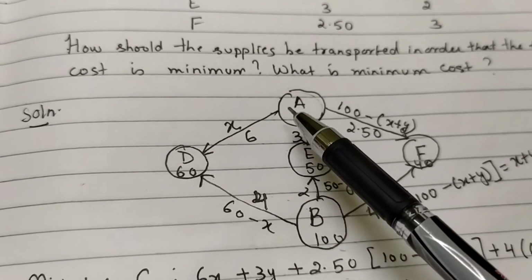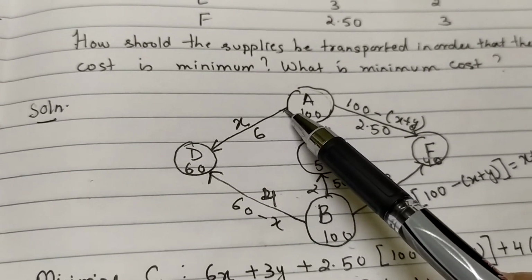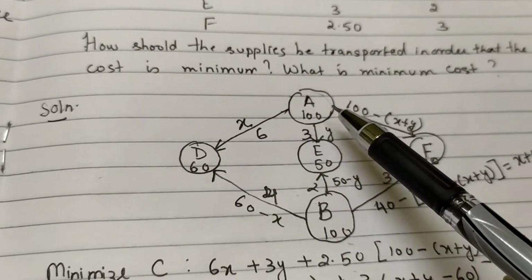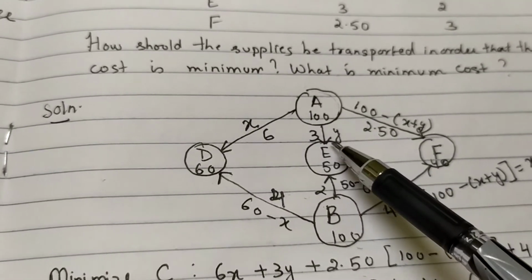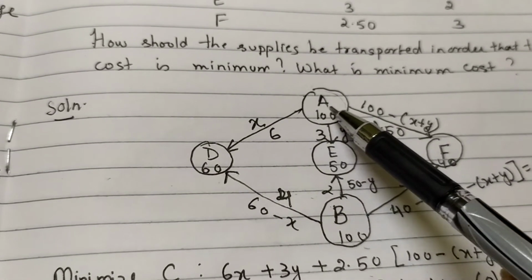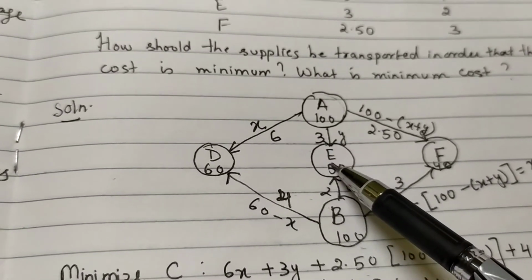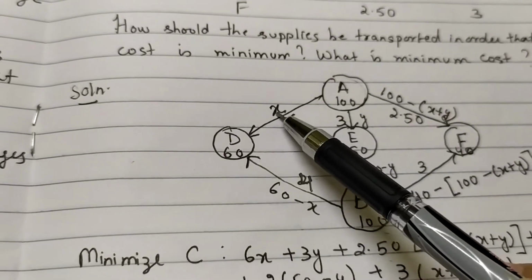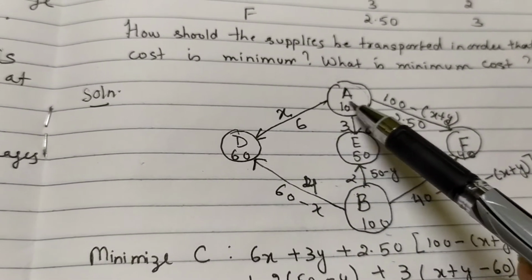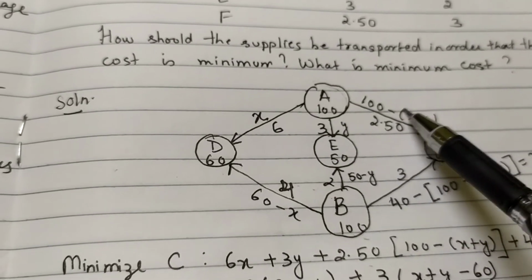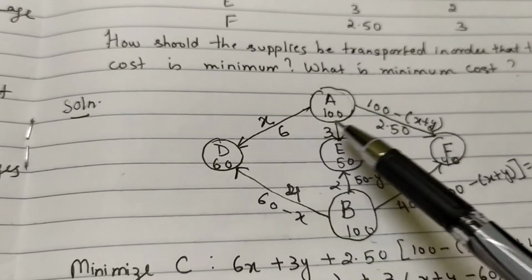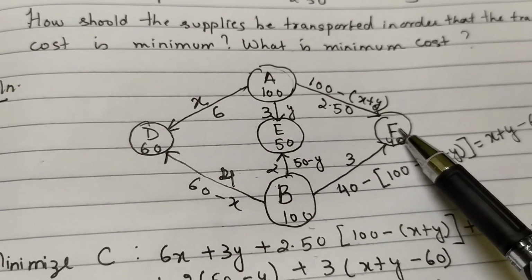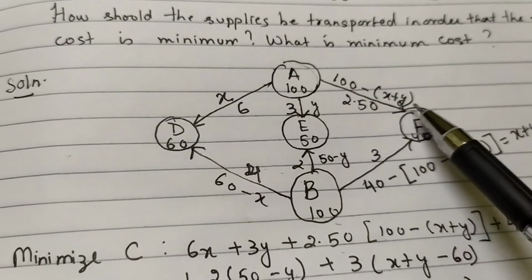Now let us suppose X quintals of grains are transported from godown A to D, and let Y quintals be transported from godown A to godown E. So now out of 100, how much have I already transported? X and Y. So what is left? 100 minus (X plus Y). This is left, which will be transported from A to F.